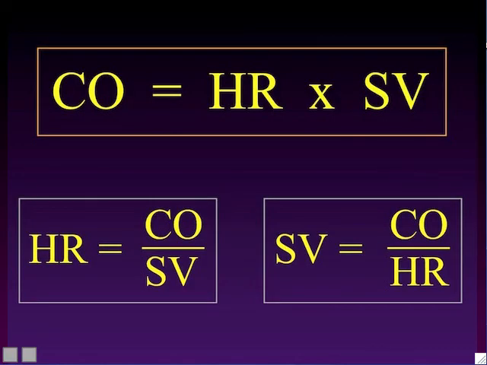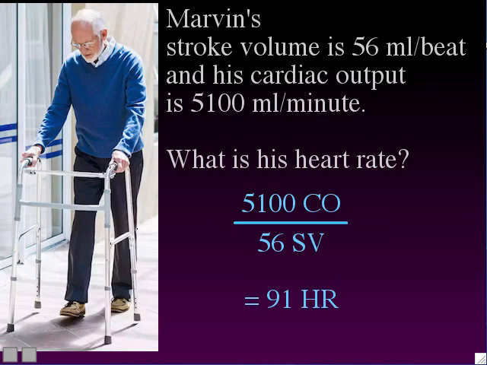Again, we're going to use this equation here because remember, if I ask you to find something, like the heart rate, find the equation on this page where the thing you're trying to find, the heart rate in this case, is the thing to the left of the equal sign. So we're using this equation. It tells us to divide his cardiac output by his stroke volume, and let's do that. His cardiac output is 5,100 milliliters per minute. His stroke volume is 56 milliliters per beat. You divide those two, and you get 91 for his heart rate, 91 beats per minute.